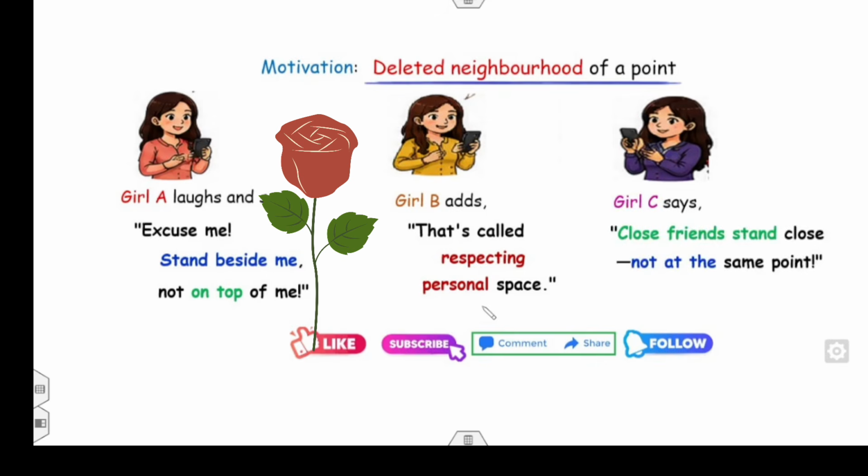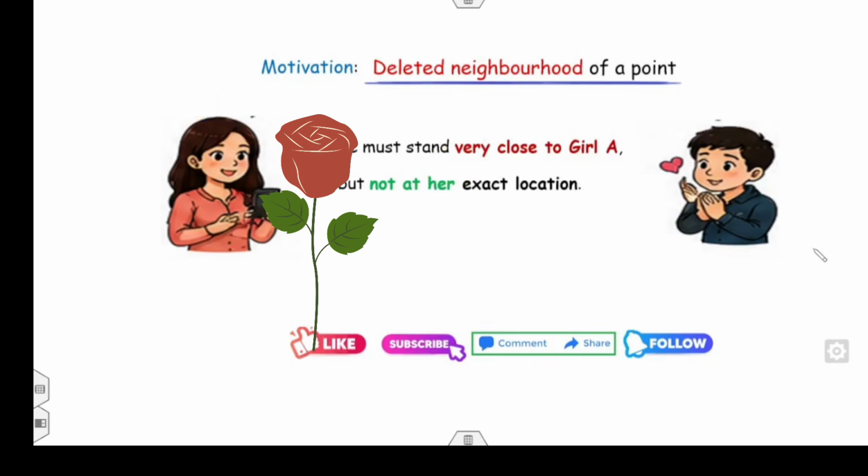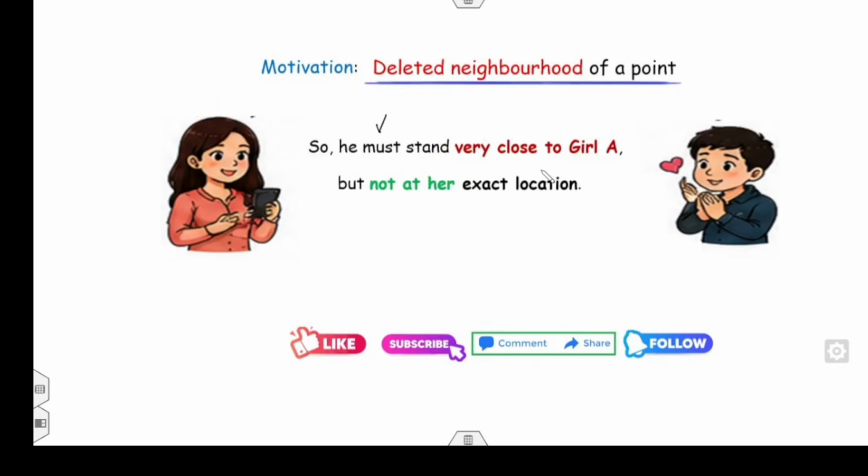And the girl says the close friend stands closer but not at the same point. So that means that is the idea. That means the boy can stand very, very close to the girl A but not at her exact location. That means if this is the girl A, the boy can stand near to the point A or the girl A, but not exactly at the point A.